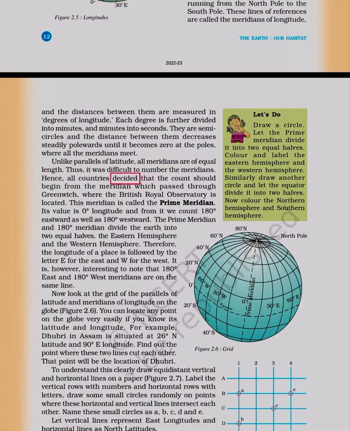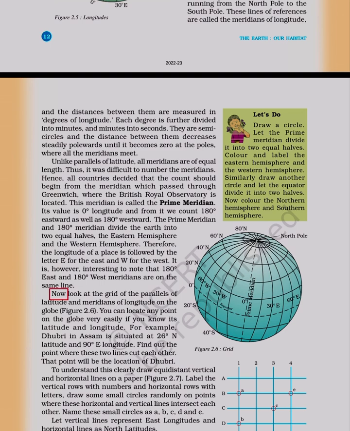Hence, all countries decided that the count should begin from the meridian which passed through Greenwich, where the British Royal Observatory is located. This meridian is called the prime meridian. Its value is 0 degrees longitude, and from it we count 180 degrees eastward as well as 180 degrees westward. The prime meridian and 180 degrees meridian divide the Earth into two equal halves, the eastern hemisphere and the western hemisphere. Therefore, the longitude of a place is followed by the letter E for the east and W for the west. It is, however, interesting to note that 180 degrees east and 180 degrees west meridians are on the same line.